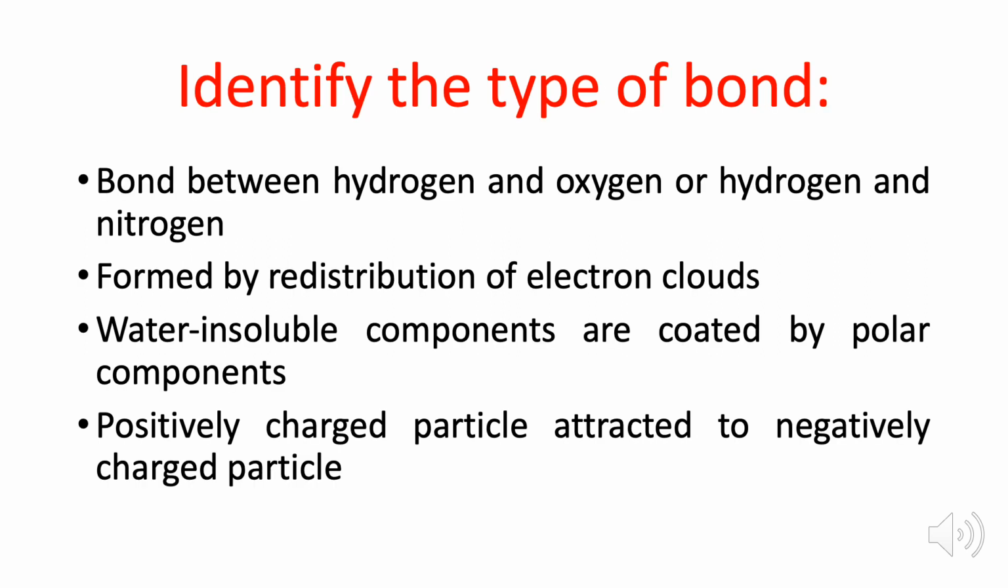So let's try to identify the type of bond described in each of the statements. This is a bond that is formed between hydrogen and oxygen, or hydrogen and nitrogen. So this is the hydrogen bond. This bond is formed by the redistribution of clouds of electrons. Yes, this is van der Waals force. How about water-insoluble components are coated by polar components? You have the clue already, no? Water insoluble components. So this one is the hydrophobic interaction or hydrophobic bond. Positively charged particle attracted to negatively charged particle. This is ionic or electrostatic interaction.